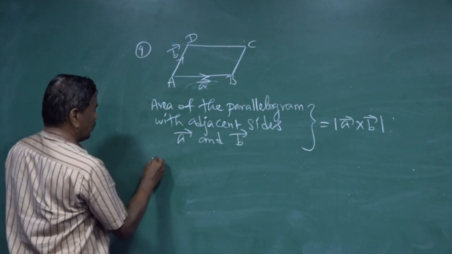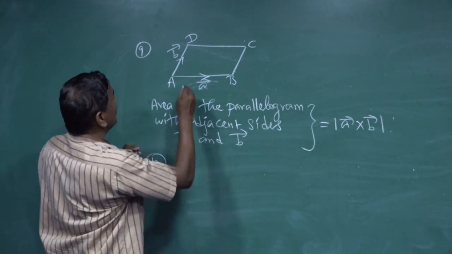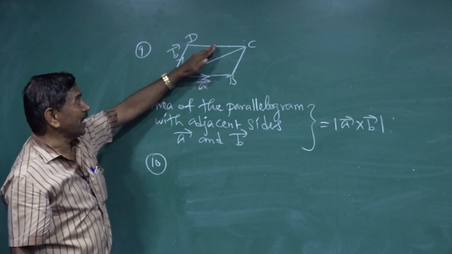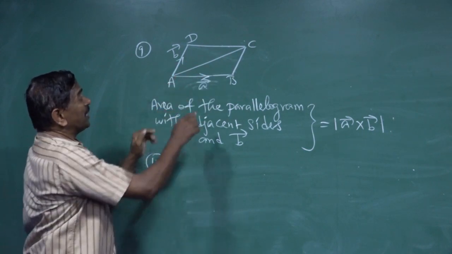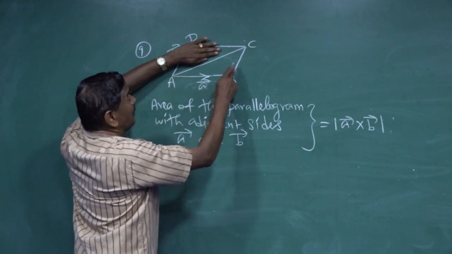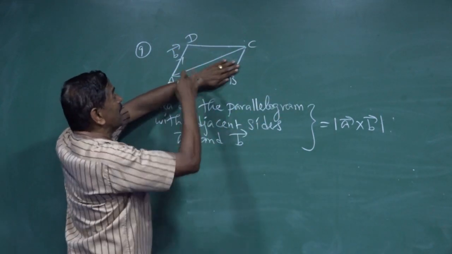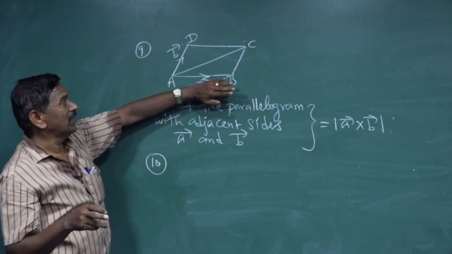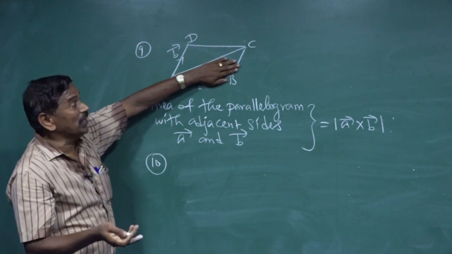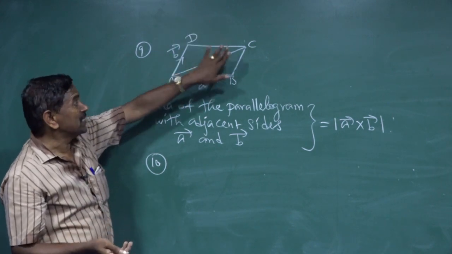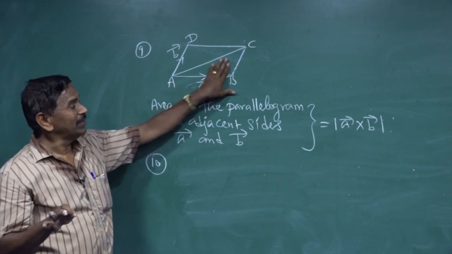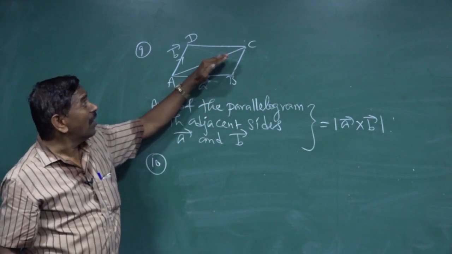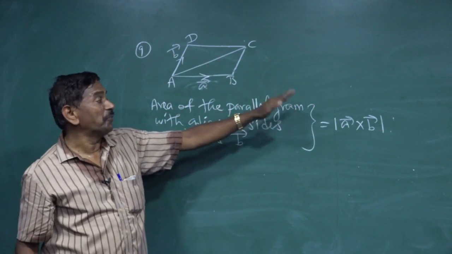And now listen, 10th one. 10th one is here, parallelogram contains two equal triangles. Listen, here area of the triangle ABC is equal to area of the triangle ACD. So a parallelogram contains two equal triangles. That means area of the triangle ABC equal to half into modulus A cross B. That's all. So area of the triangle means half of the area of the parallelogram.